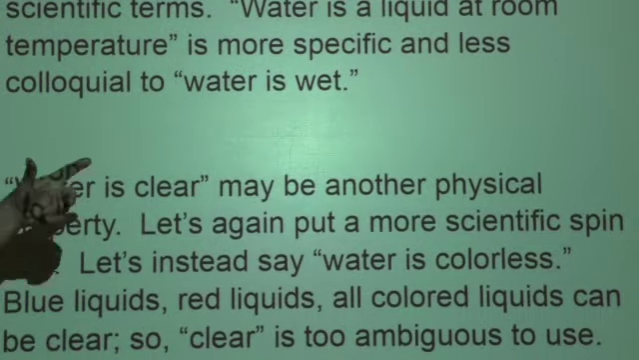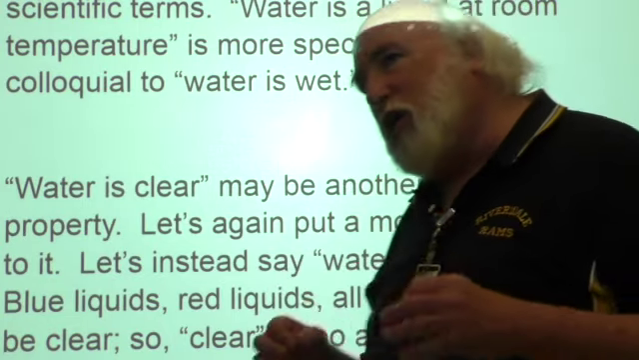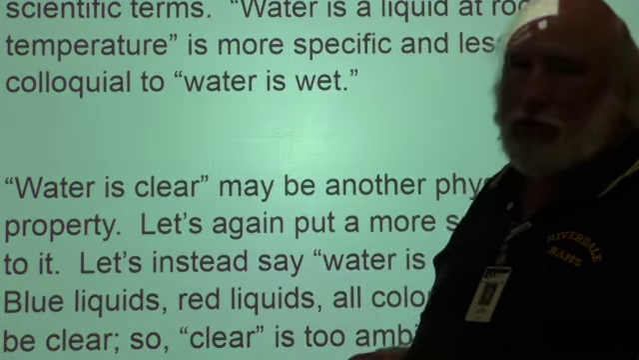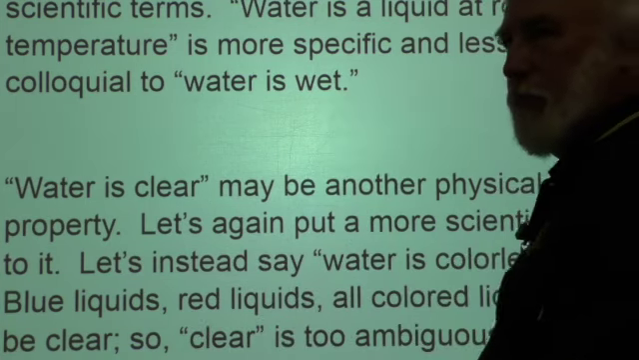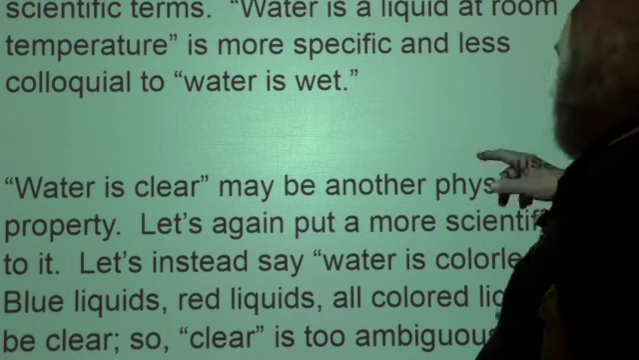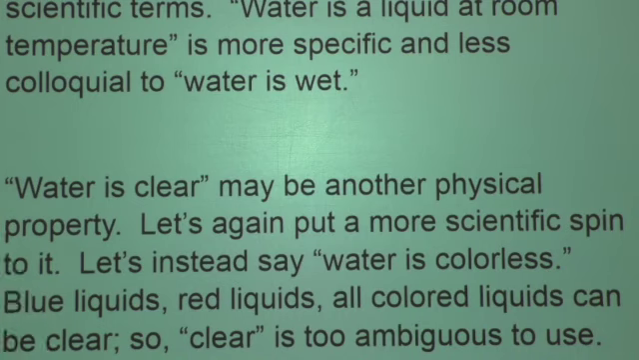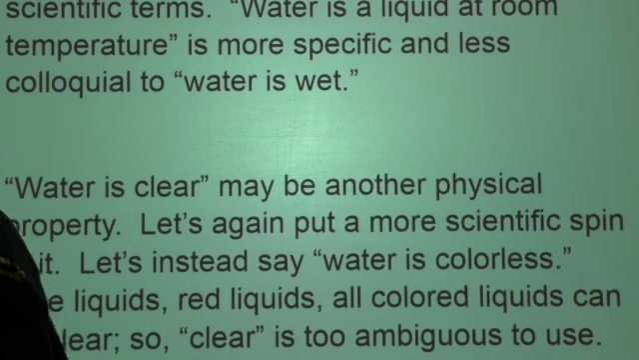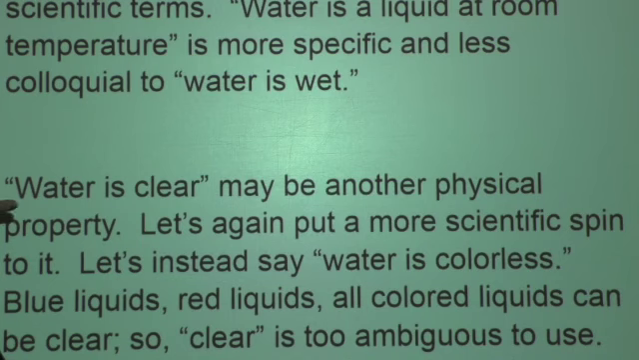Another thing you could say is, oh, water is clear. But that again is an issue, because clear doesn't necessarily mean colorless. You know, it could be blue, it could be red, it could be anything. So what you need to do instead is say water has no color, or water is colorless. You can have a blue liquid that's clear, you can see through it. You can have a red liquid that's clear, you can see through it. It's just too ambiguous. But if you're trying to distinguish it from all the other liquids, you would say it is colorless. And that would be a more scientific way to describe that.